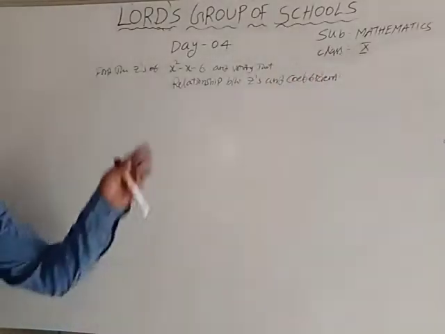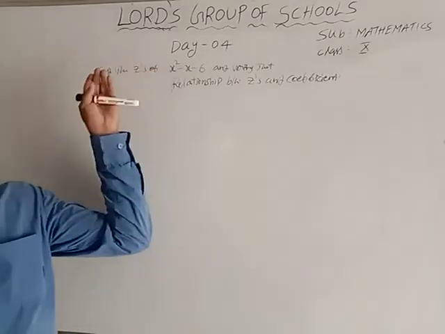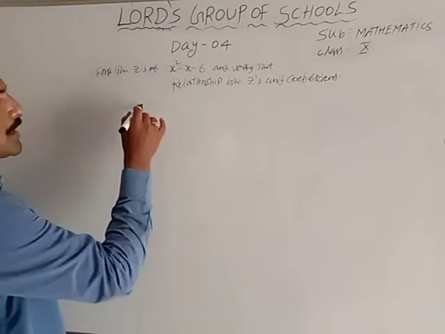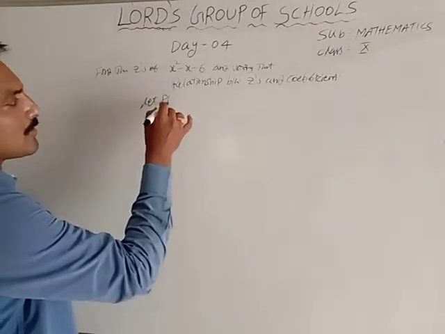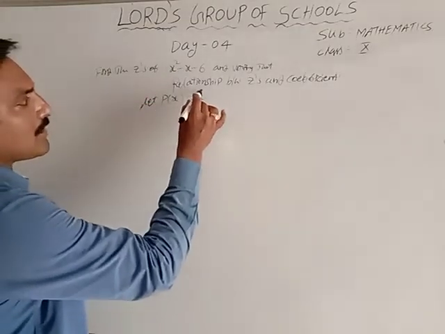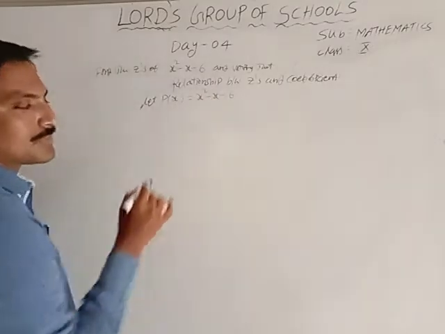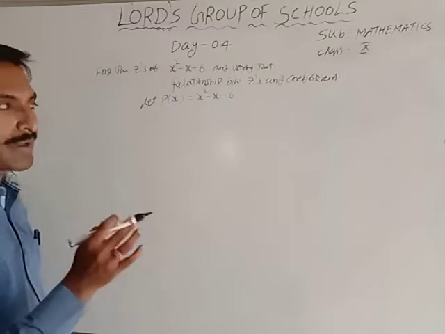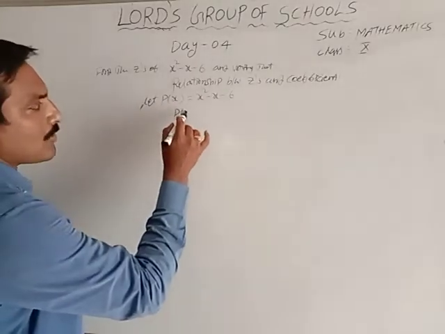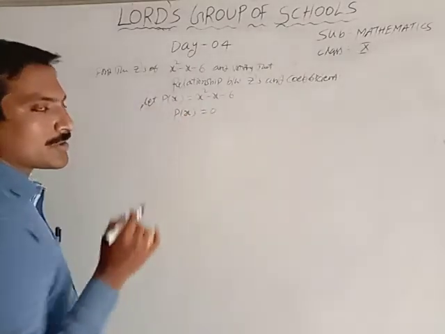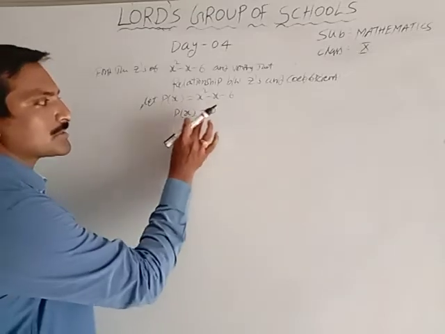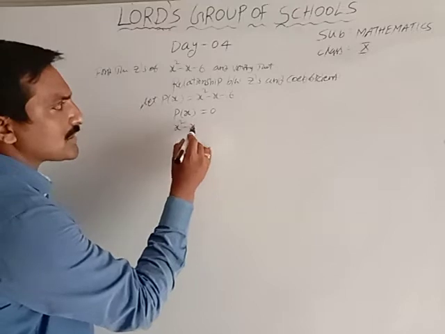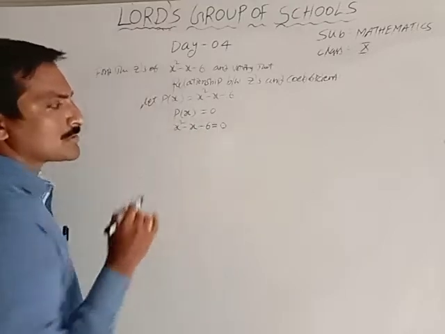Now what is the given polynomial? First of all, you have to find zeros, same as the previous model. Let p of x is equal to x square minus x minus 6. If we want the zeros of a quadratic polynomial, or whatever it may be, p of x is equal to 0. So here x square minus x minus 6 is equal to 0.